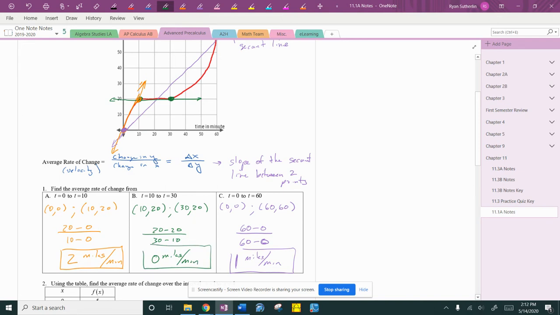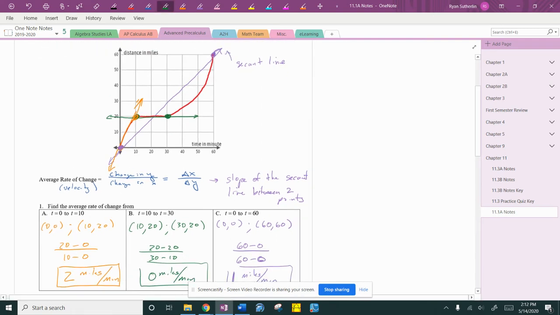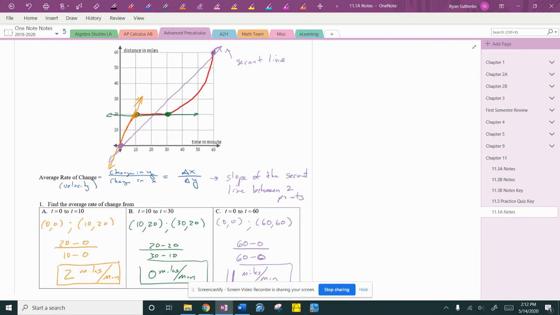And notice these values represent the slope. The slope is 2, up 2 over 1. Here, the slope is 1, up 1 over 1. And then here, a horizontal line has a slope of 0. So average rate of change looks at this thing called the secant line geometrically, and how it is changing.